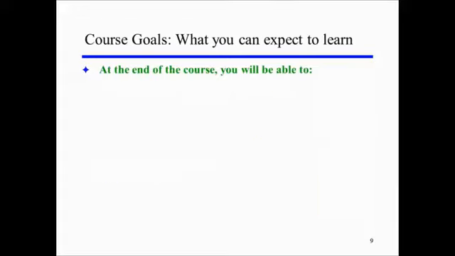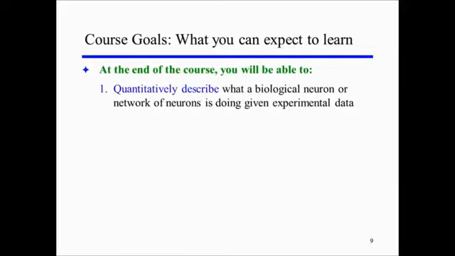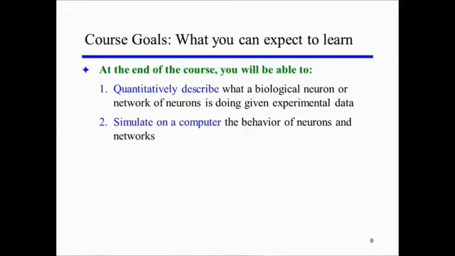So let's end with some of the goals of the course. In other words, what can we expect to learn in this course? Well, at the end of the course, you should be able to, first of all, quantitatively describe what a biological neuron or network of neurons is doing, given some experimental data that perhaps you got from your neuroscientist friend.